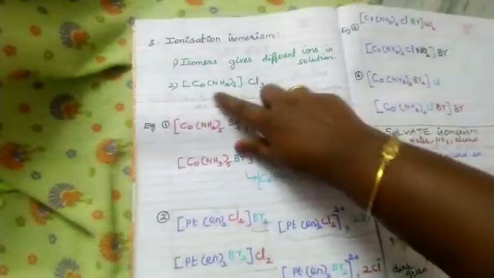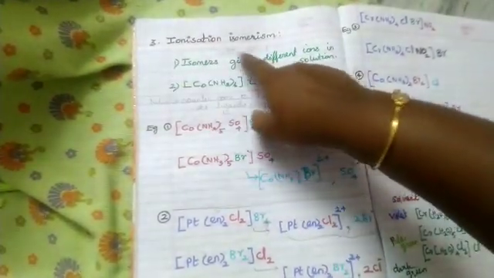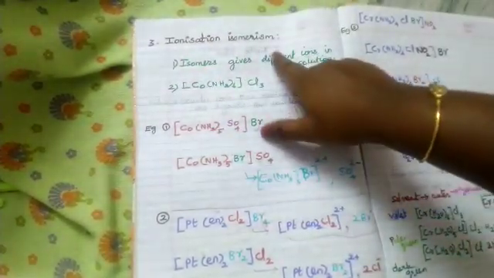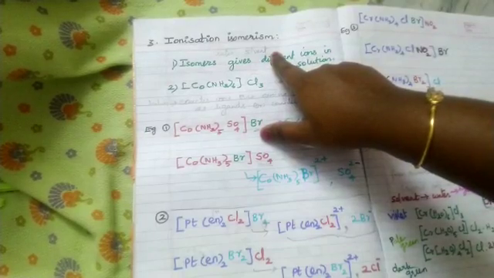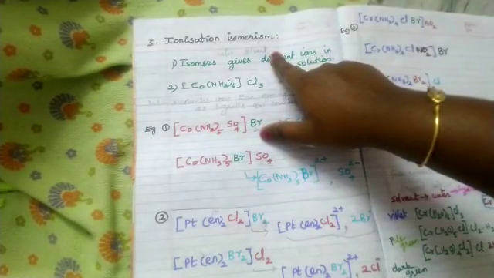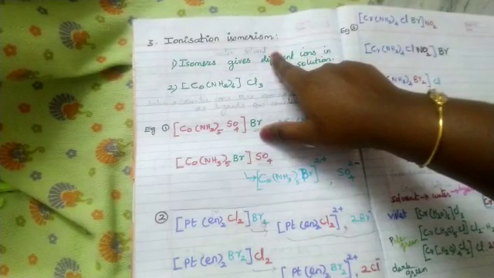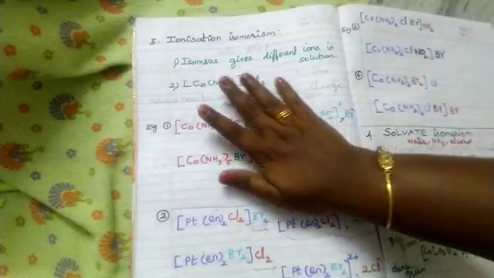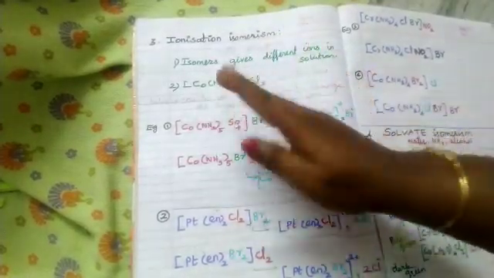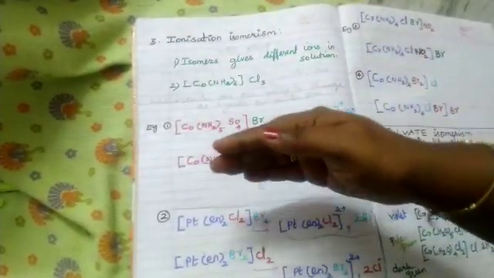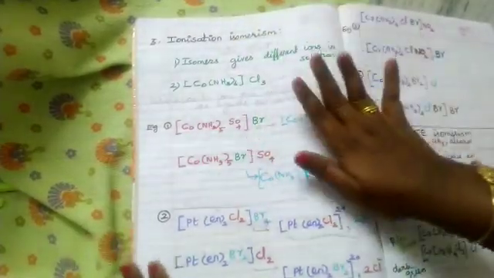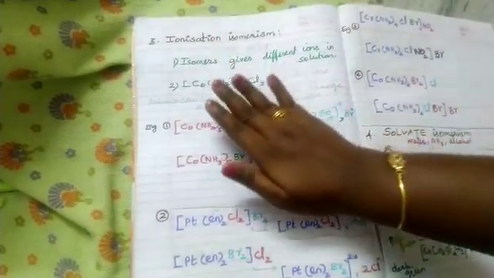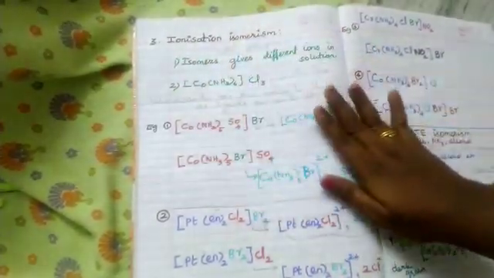The next topic, the next heading, is ionization isomerism. So what is ionization isomerism? This type of isomerism arises when an ionizable counter ion itself can act as a ligand. Here the isomers give different ions in a solution.